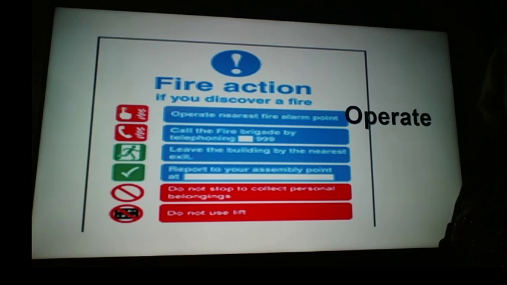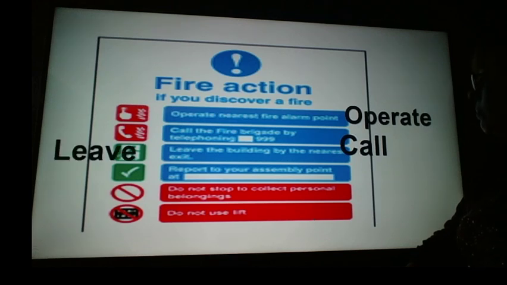So imperative verbs, these are the verbs we use at the beginning of instructions. Children call them bossy verbs. And this one, operate, it means to make something work. So call, that's another imperative verb.